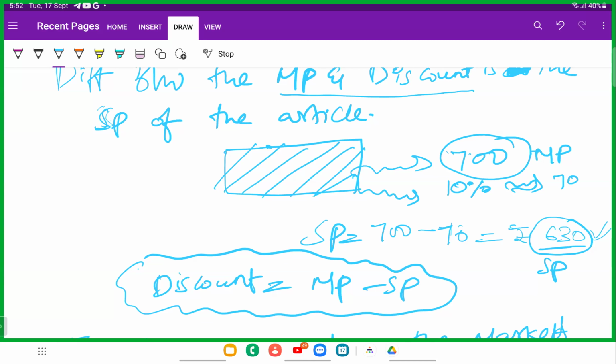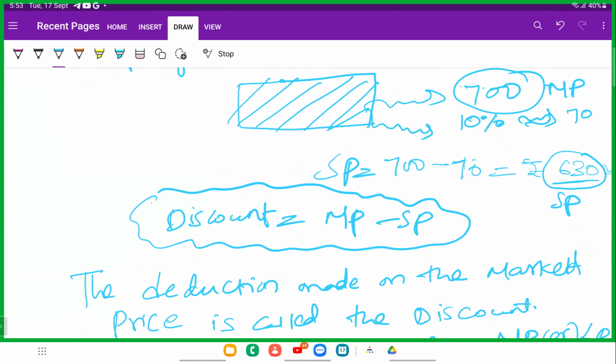Market price is different from the cost price. Market price is the price after all these additions, like taxes, transportation charges, handling charges and all. Cost price is the actual amount used to produce a product. Selling price is the rate at which you sold the product. Okay, for market price, I will give you one small example.